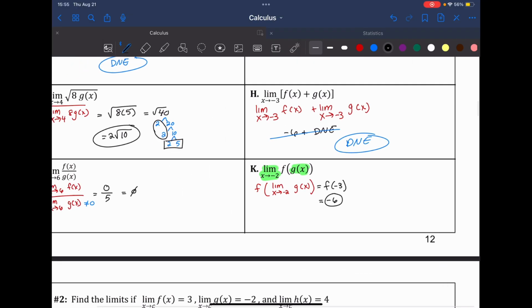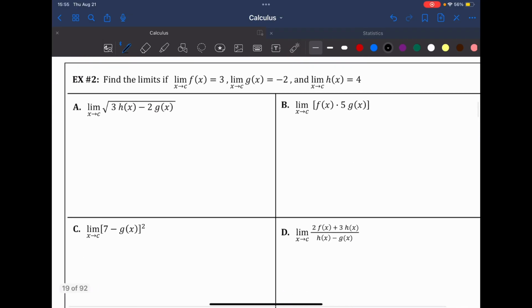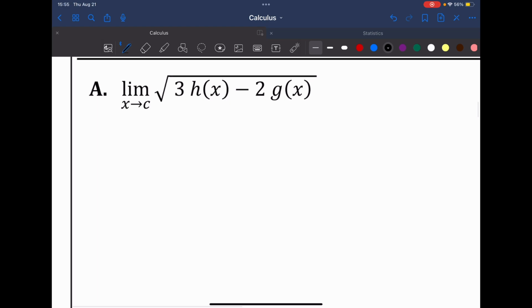Okay. Now let's look at example 2. In example 2, we see that it gives us 3 different limits and the answers for each one. So the limit of f of x, g of x, and h of x. And what it wants us to do is simplify each of these problems using the properties of the limits and then plug in the numbers that it gives us. So here we're not necessarily solving anything limit-wise. We're just seeing if we can remember the properties and then plug in the numbers already given.